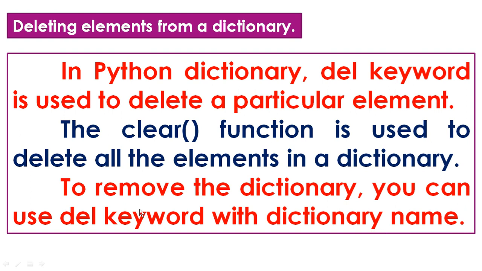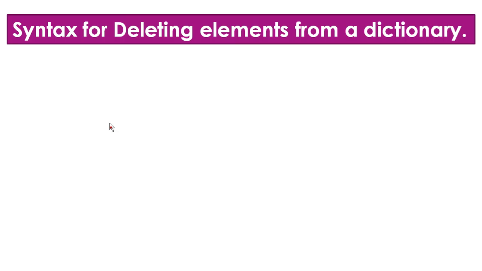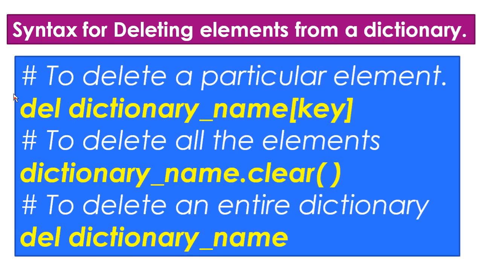To remove the dictionary, you can use the del keyword with the dictionary. When you need to delete the entire dictionary, we use the del keyword with the dictionary name. This is the syntax for deleting elements from a dictionary. To delete a particular element, we use the command del dictionary name of key. For example, del dict1 of marks, that deletes the marks from the dictionary.